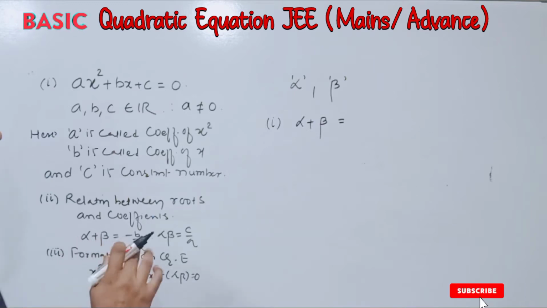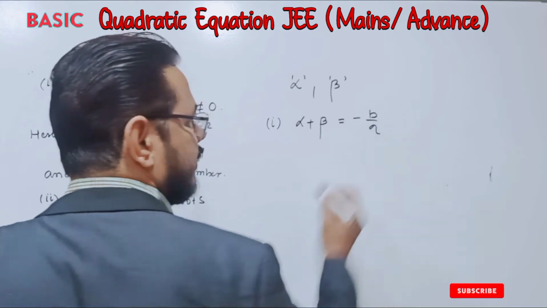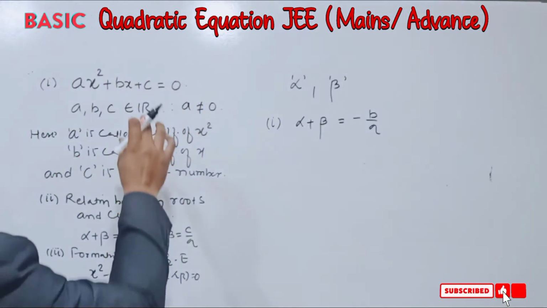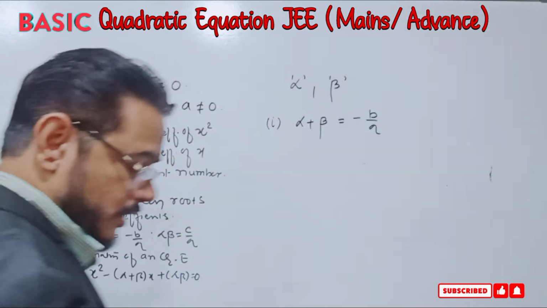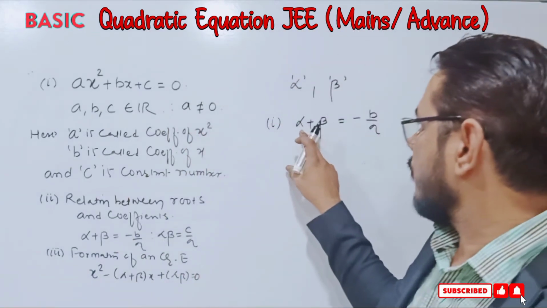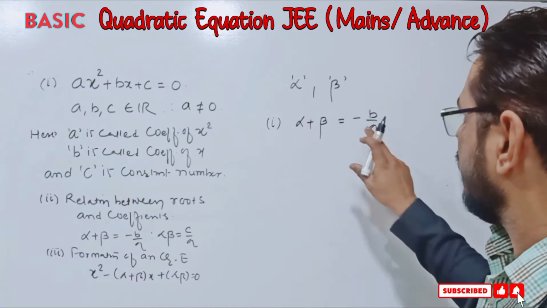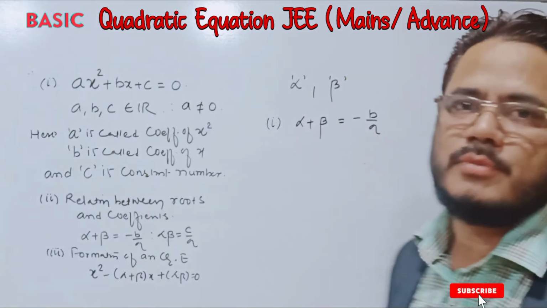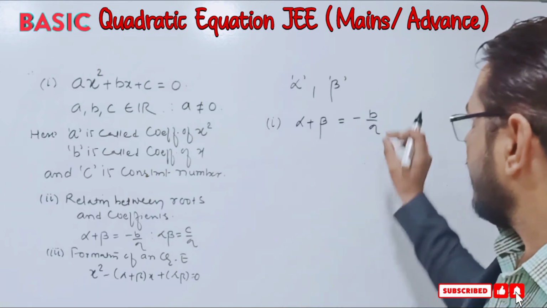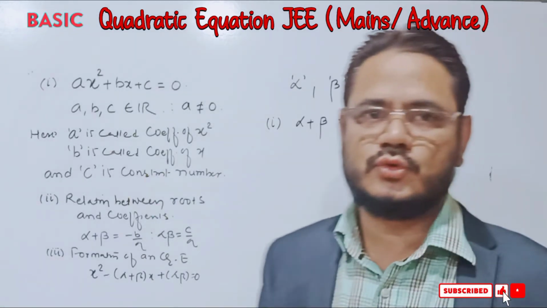Alpha plus beta is always equals to minus b by a, that is minus coefficient of x upon coefficient of x square. So here sum of the roots, that is alpha plus beta, is always equals to minus b by a, that is minus coefficient of x upon coefficient of x square.